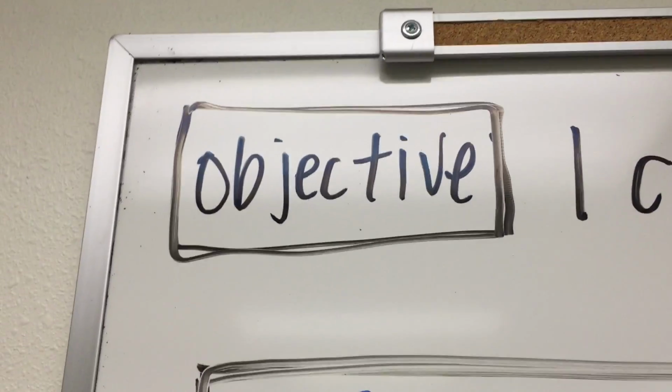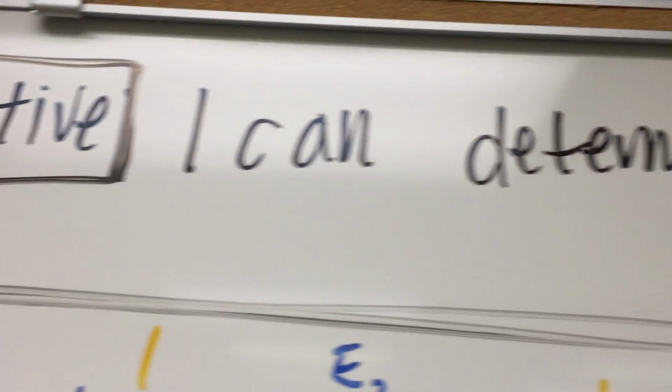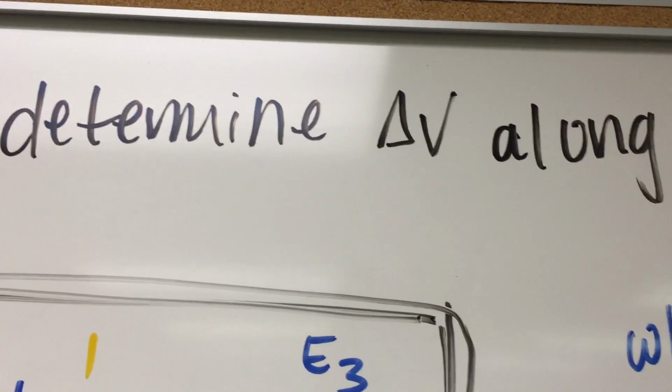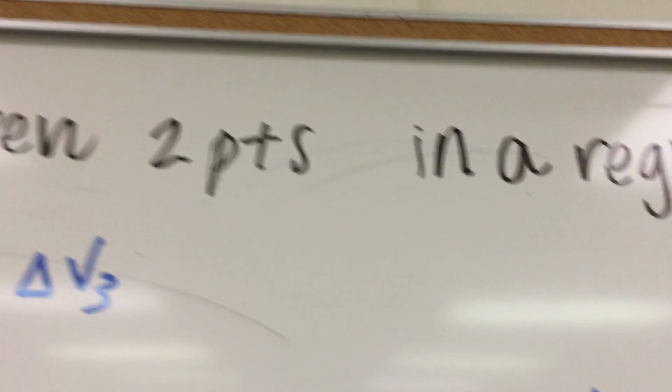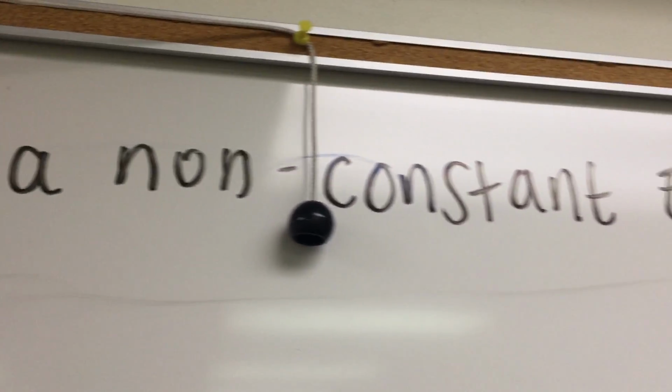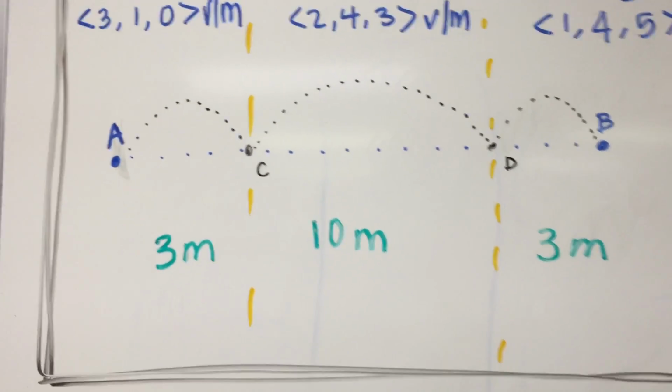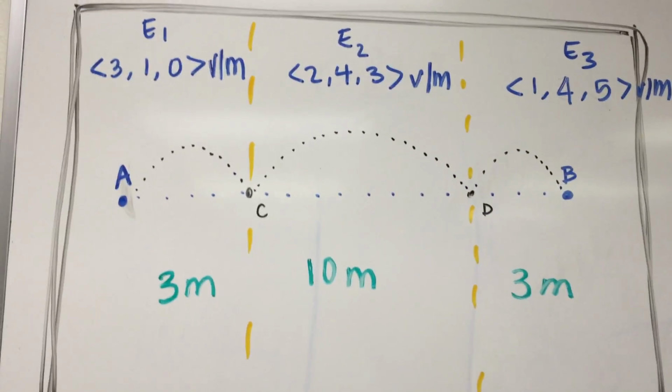Today I will be responding to the following objective. I can determine my delta V, or my potential difference, along a path between 2 points in a region with a non-constant electrical field. In order to do this problem today, I have drawn out a chart of what the problem really is at its core.